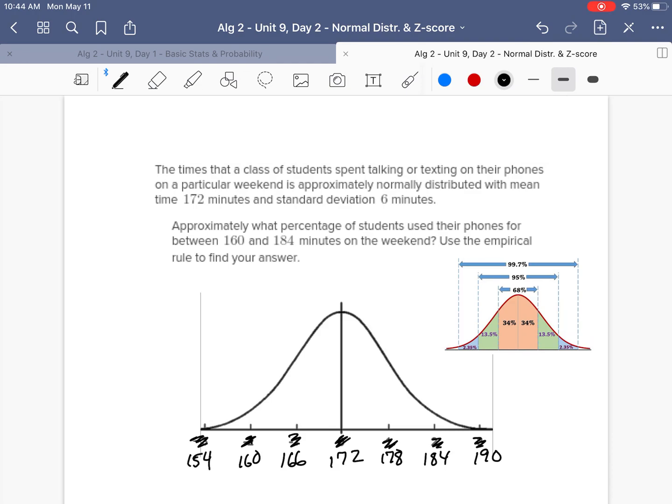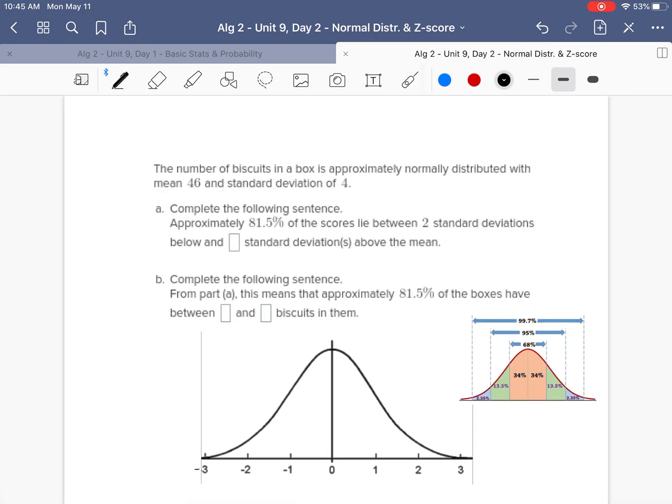So the question says approximately what percentage of students use their phones for between 160 and 184. So that means I want to go from 160 all the way to 184. If I look at that region that I've shaded in, it goes from 2 below to 2 above. So that must mean I want this amount. So 95%. Okay, and it says use the empirical rule to find your answer, so that's what we're doing.